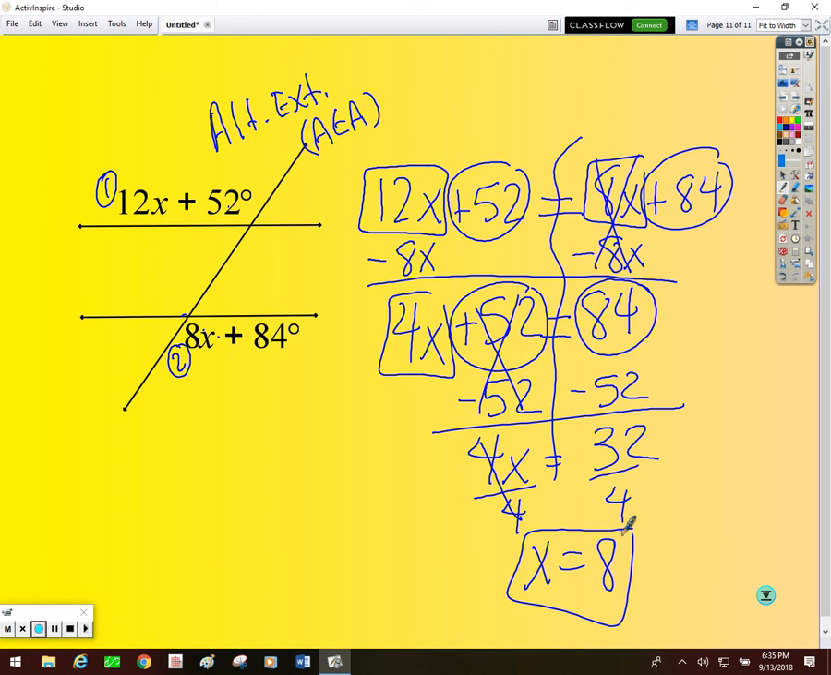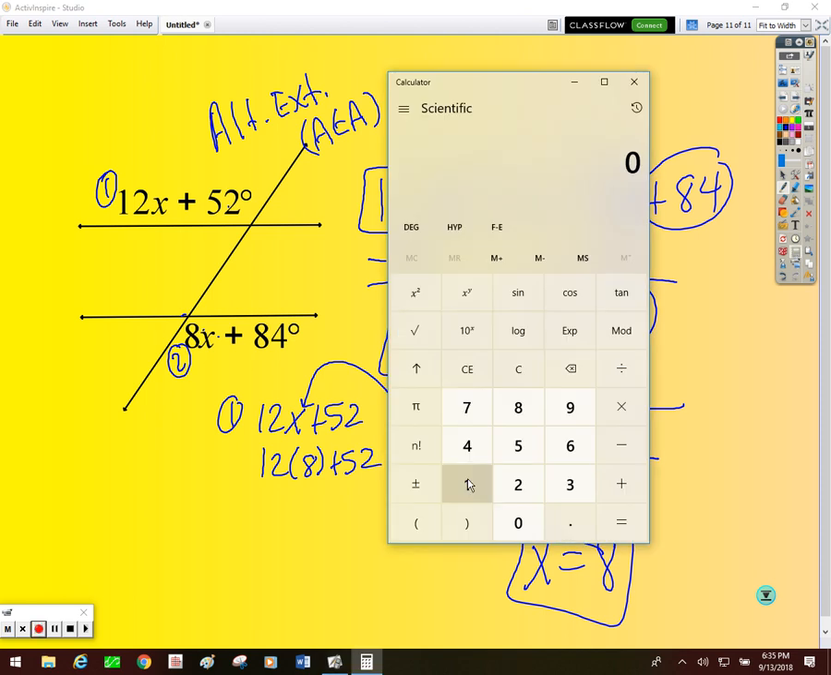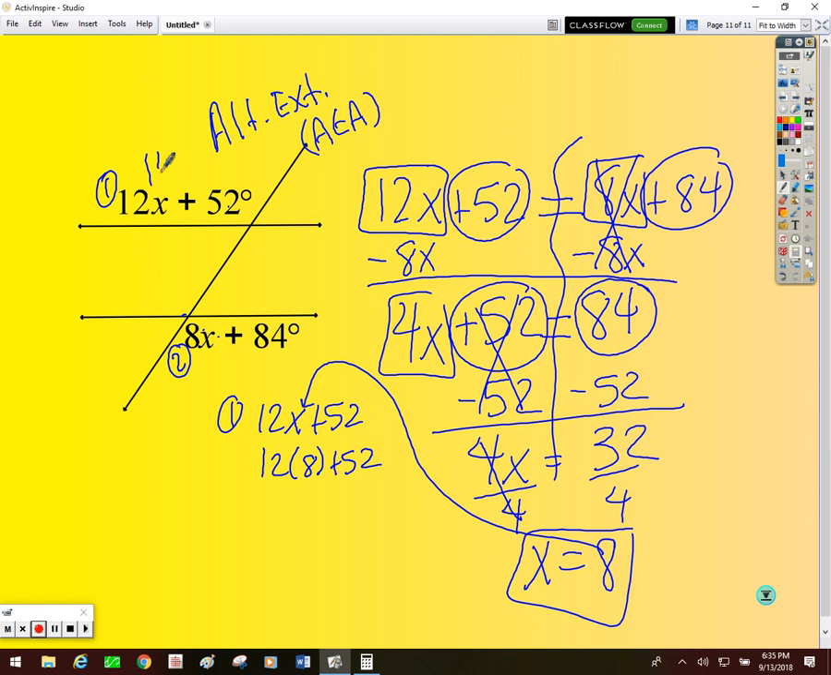Hopefully, let's prove that this is the right number. Well, we're going to take angle 1. Angle 1 is 12x plus 52. Well, we're going to take that 8 and plug it in right there. 12 times 8 plus 52. Let's see what we got with that one. 12 times 8 is 96 plus 52 is 148. All right, so this is 148.